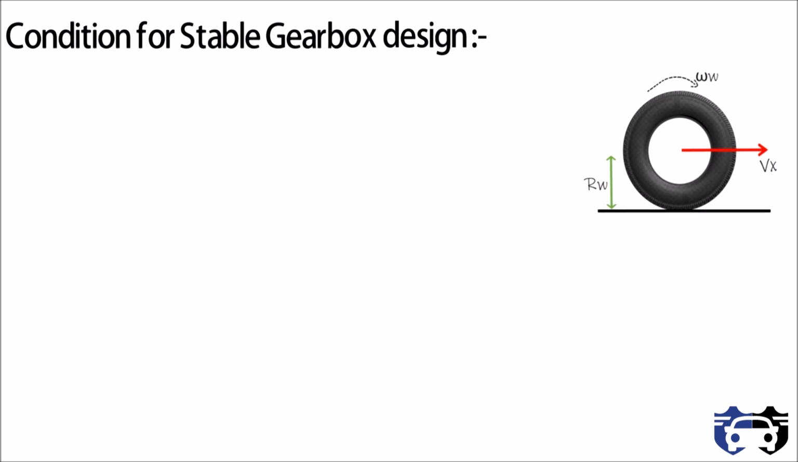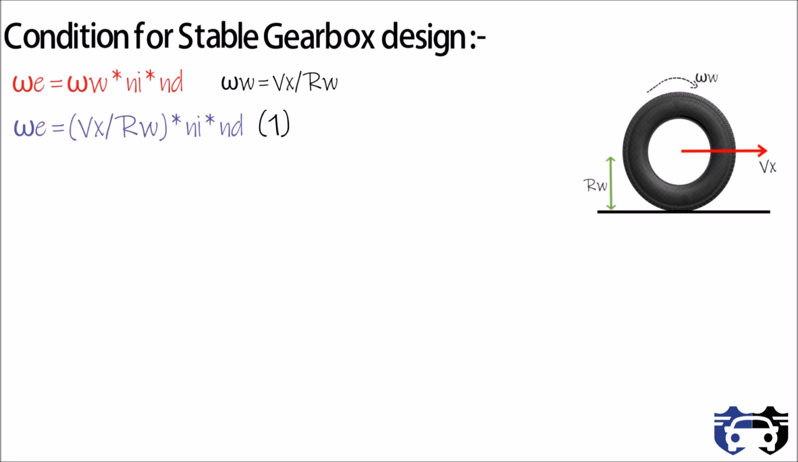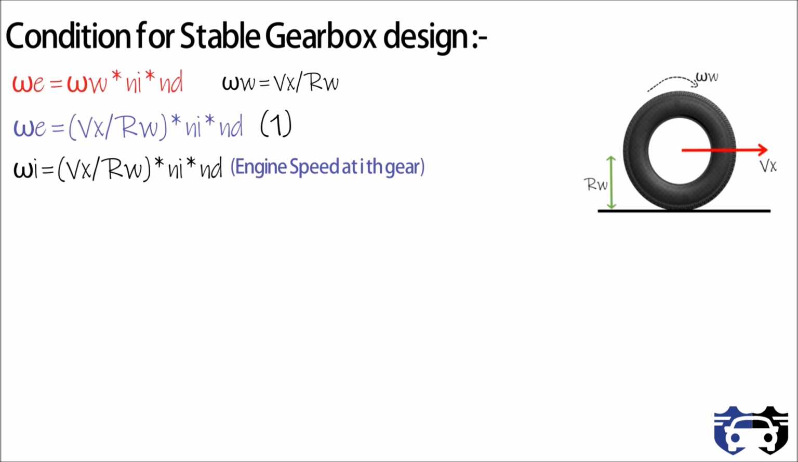Let's see now the condition for stable gearbox design. From previous equations, we can write omega E equals omega w multiplied by Ni multiplied by Nd, which gives us omega i equals Vx divided by Rw multiplied by Ni multiplied by Nd. This is the engine speed at ith gear.